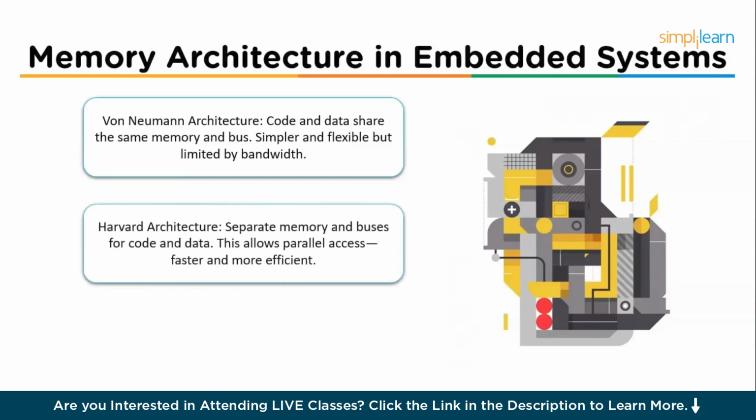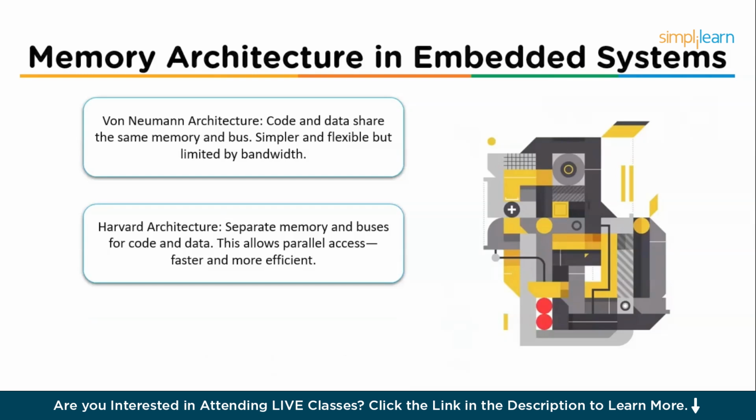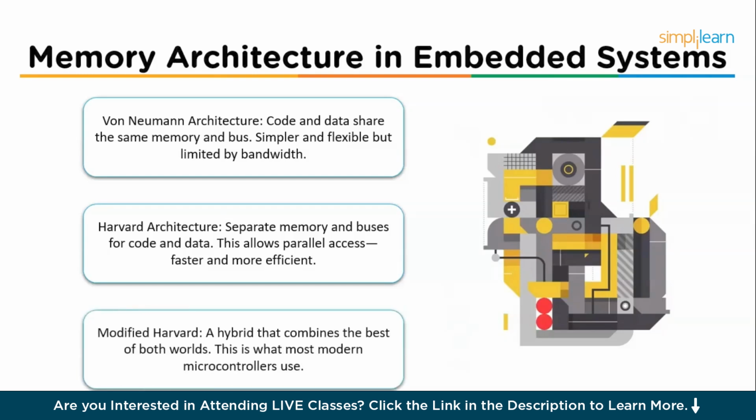Then we have Harvard architecture. Separate memory and buses for code and data. This allows parallel access, faster and more efficient. Then we have modified Harvard, a hybrid that combines the best of both worlds. This is what most modern microcontrollers use.